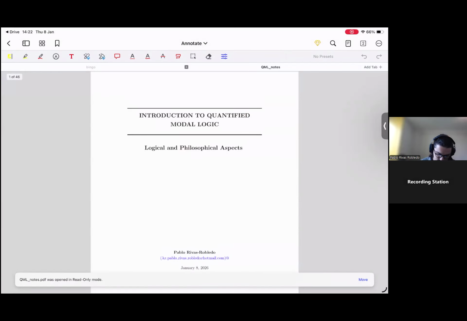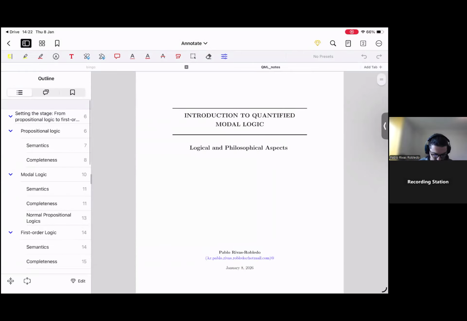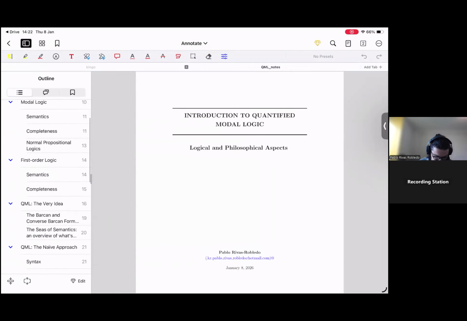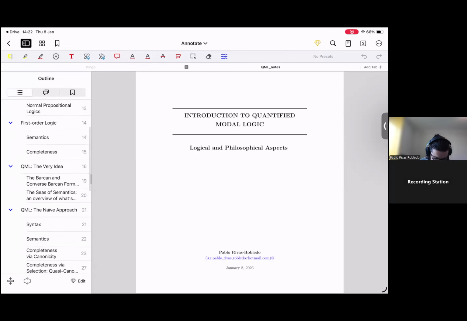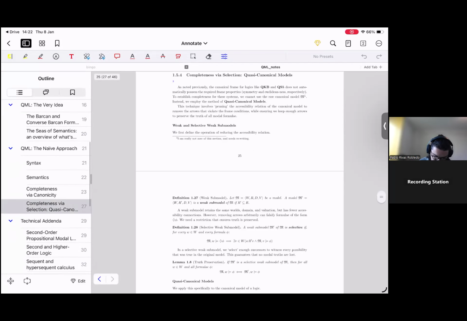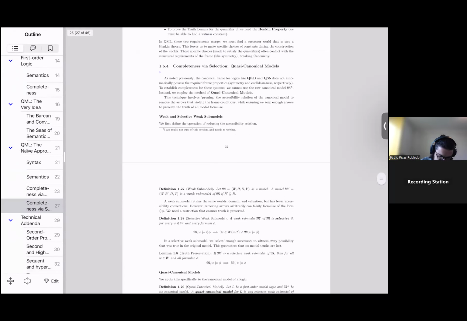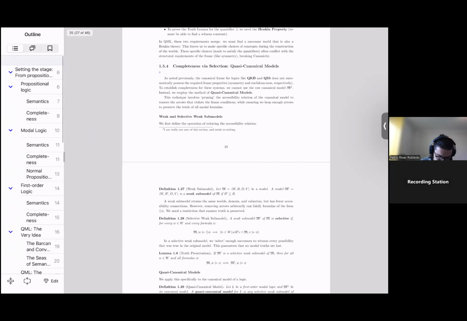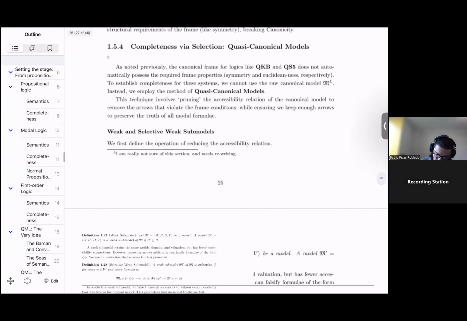I just got this tablet, so I'm not familiar with it. It's my first time using Apple, so this is going to take a while. Sorry. No, this is not how I do that. All right. You're keeping the outline then.